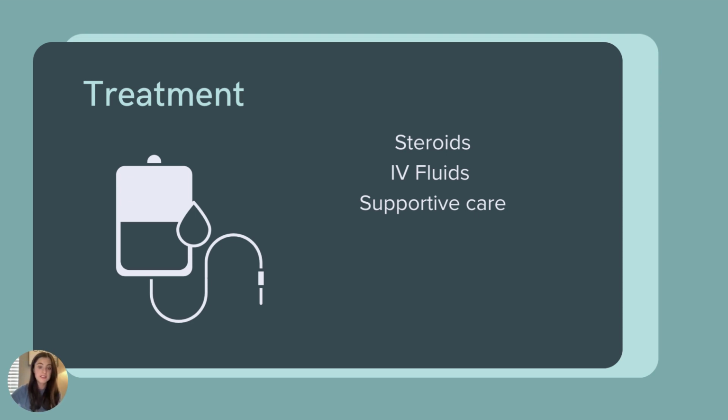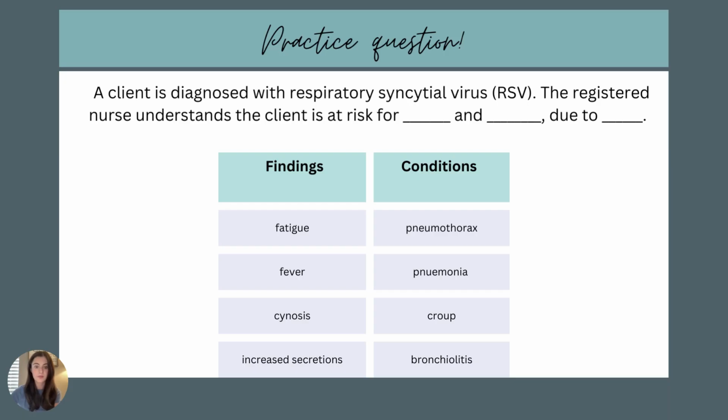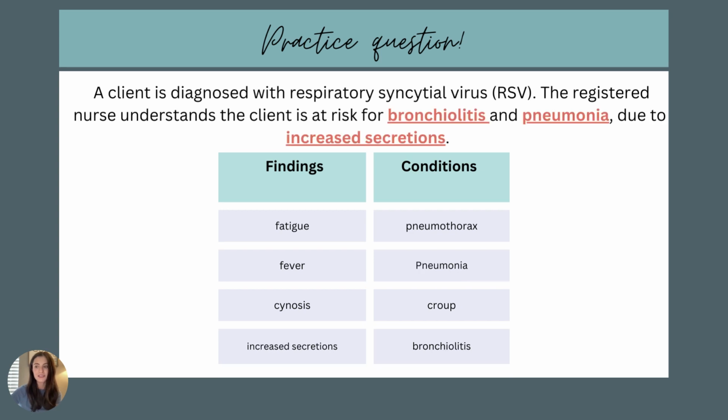The question you're going to see here is considered a next generation NCLEX question. Let's take a look. So we have a client that's diagnosed with RSV. The registered nurse understands the client is at risk for blank and blank due to blank. So we're looking at findings and conditions here. Same as the last question, you can go ahead and pause if you need to and jump right back in when you are ready. Let's go to the next slide to look at our answers.